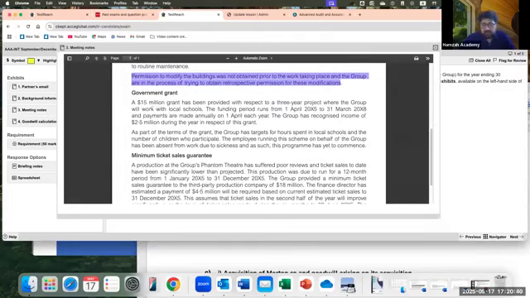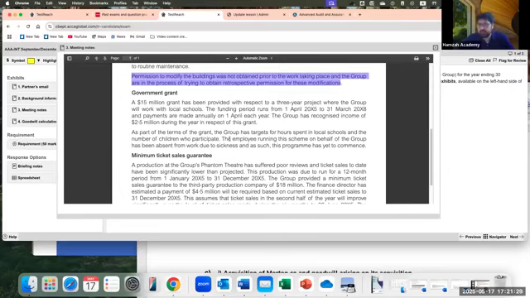The next is government grant. A 15 million government grant has been provided with respect to a 3-year project in which the group will work with local schools. The funding period runs from 1st April 2025 to 31st March 20x8, and payments are made annually on 1st April each year. The group has recognized income of 2.5 million during the year in respect of this grant. As part of the grant, the group has targets for the hours spent in local schools and the number of children who participate.